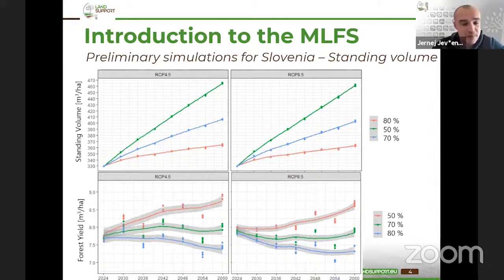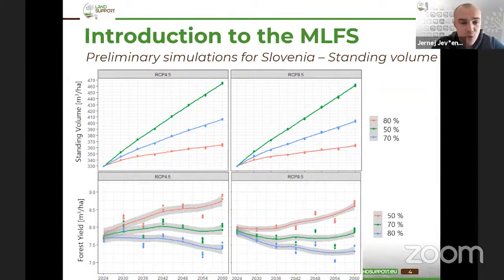So those are really some basic plots. We are preparing some publications related to this, but as we can see, with the model, we can study the effect of harvesting on standing volume, the effect of harvesting on forest yield, also on mortality, and also on the ingrowth. And so those preliminary results show that the outputs are realistic and expected.